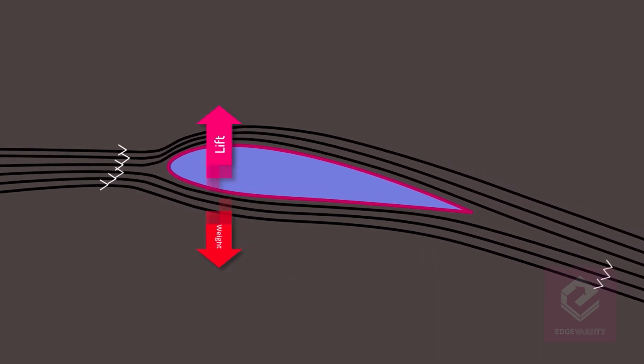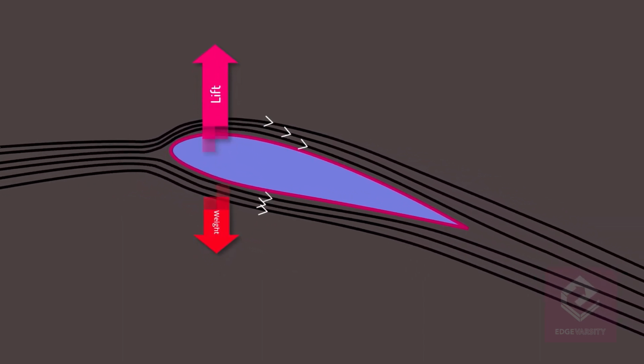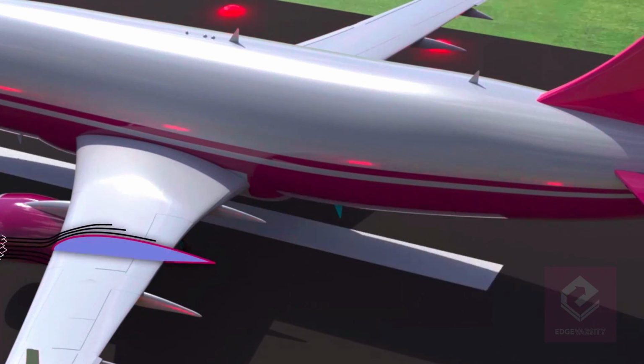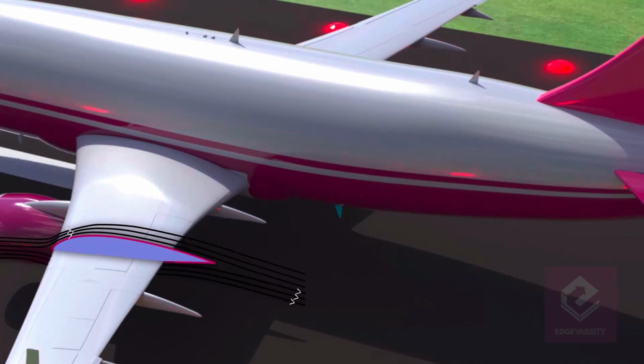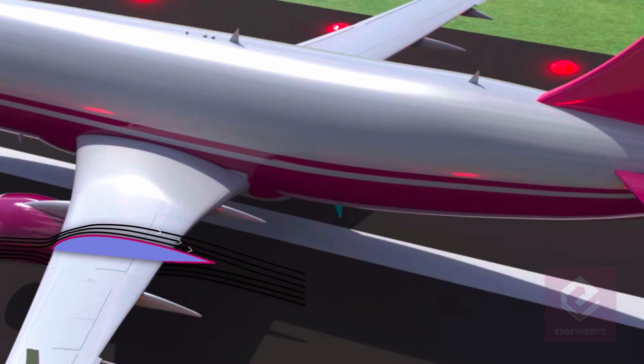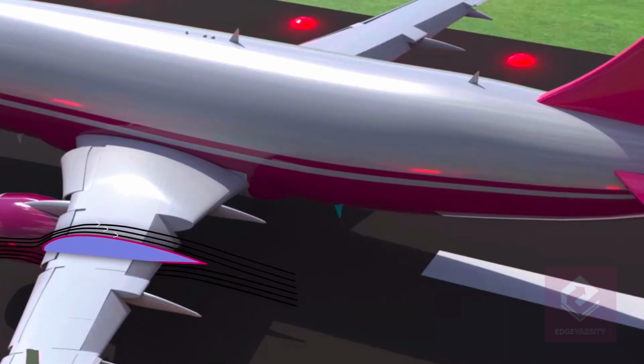Eventually, sufficient lift is generated on the wings to overcome the downward pull of weight, and the aircraft gets off the ground. Thus, as you see here, as the aircraft gains speed, the air moves faster and faster against the aircraft. This provides sufficient lift to the aircraft and the aircraft takes off.